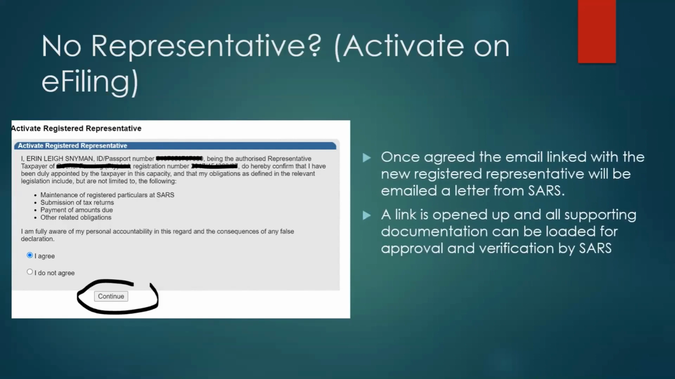that previously with the RAV01, an email is going to be sent to me, and it's going to say, you've now been activated. In order for me to be verified, I need to upload the following documentation. Now, through this manner, once I've activated it over here, a link is opened. And so all the supporting documentation can be loaded for approval and verification by SARS through the eFiling portal. So one of the nice things about doing it this way is that that link is opened, so there's opportunity for me to keep monitoring it this way, rather than having that email trail.